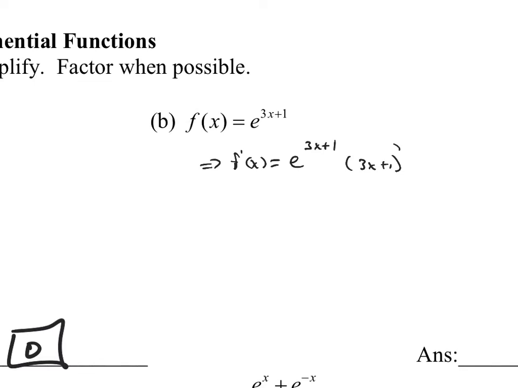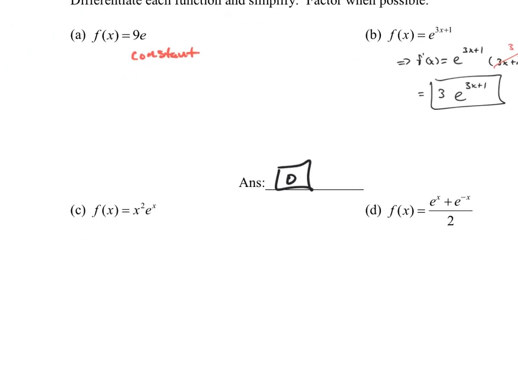So that would be the derivative of 3x plus 1. Well, what is the derivative of 3x plus 1? Derivative of 3x is just 3. Derivative of 1 is 0, so the derivative is just 3. Clean it up just a little bit. What would we have? We would have 3 times e to the 3x plus 1. And we're done. Let's move on.